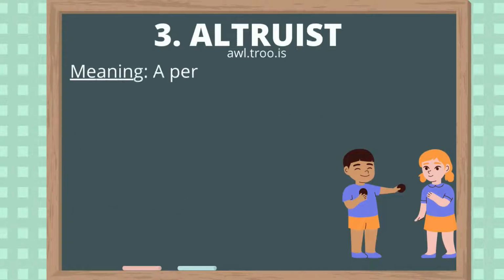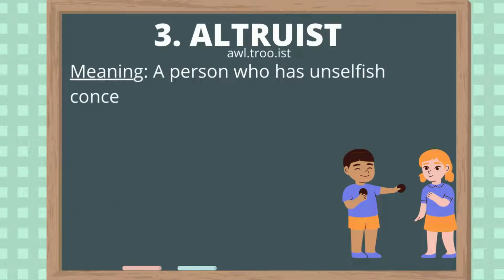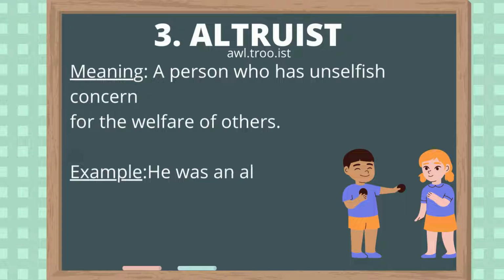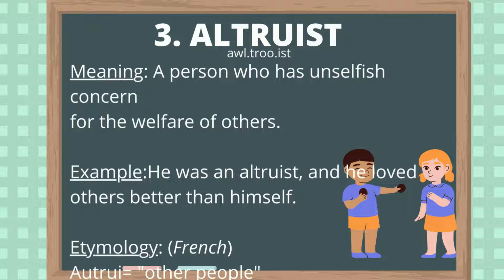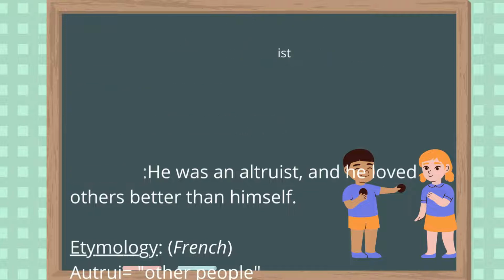Number 3. Altruist. An altruist is a person who has unselfish concern for the welfare of others. For example, he was an altruist and he loved others better than himself. Altruist has been derived from a French word autrui, which means other people.